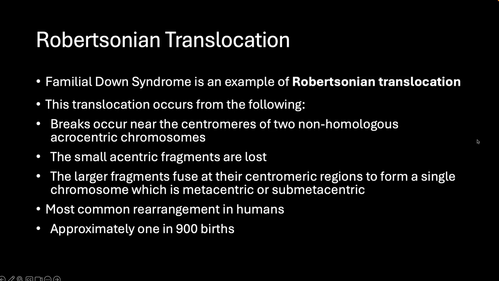This is an example of a broader type of translocation called a Robertsonian translocation. These types of translocations occur when breaks near the centromeres of acrocentric chromosomes occur. The P arms of these chromosomes are often lost, and the Q arms combine to form a large chromosome. This is a reasonably common rearrangement in humans and occurs in approximately 1 in 900 births.